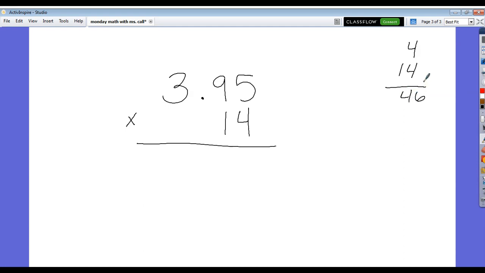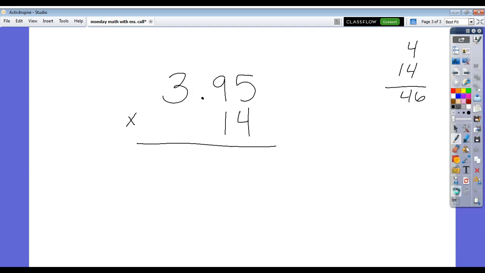46. Hold on. Let's do that out just to make sure. So I'd have 14 times 4, I would get 56. There we go. Because 15 times 4 would give me 60. So my answer has to be close to 56.